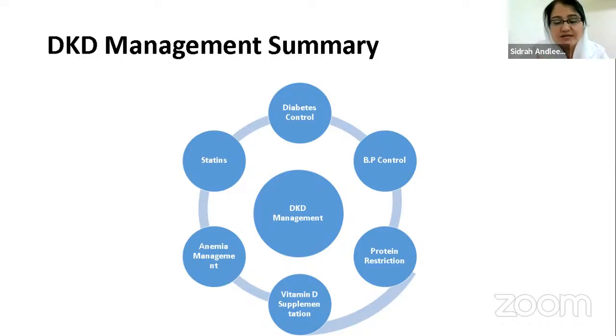Then there's vitamin D, because kidneys actually convert the D2 to D3, which is the active version of vitamin D. So there is reduced activation of vitamin D in end-stage renal disease. Because of that, there's vitamin D deficiency, right? So we talk about diabetes control and blood pressure control and protein restriction to avoid albuminuria, and adding statins to control the cholesterol, and anemia and vitamin D management.